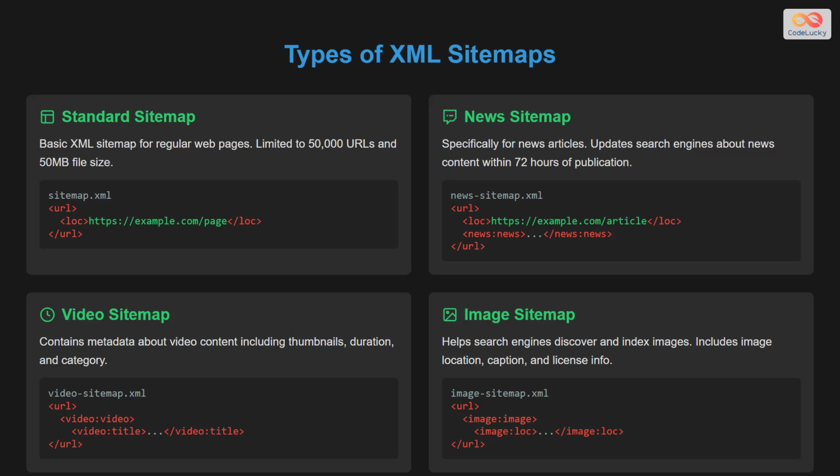News sitemaps are specifically for news articles, and they are used to notify search engines about new content within 72 hours of publication. The video sitemap contains metadata about video content, including thumbnails, duration, and category. And lastly, the image sitemap helps search engines discover and index images on your website, containing the image location, caption, and licensing information.